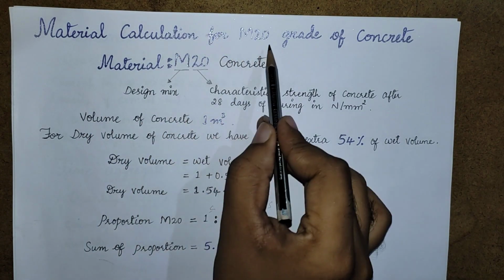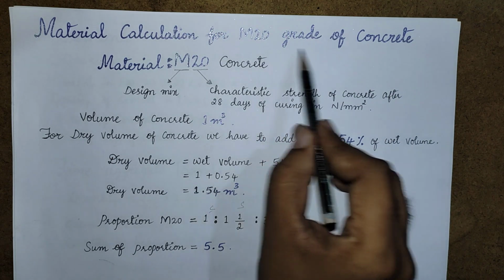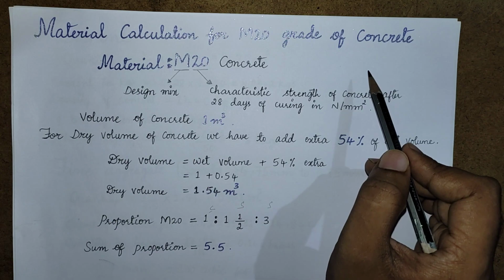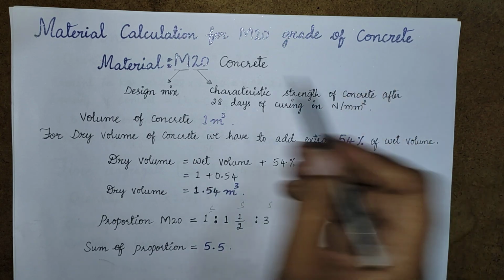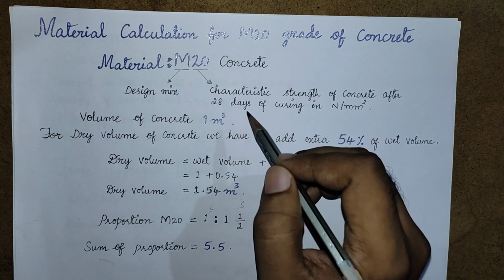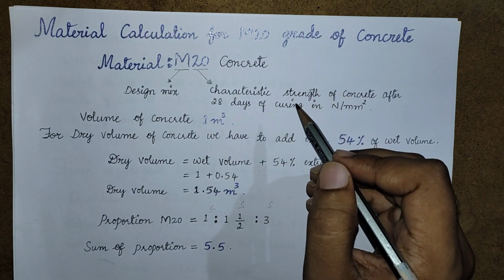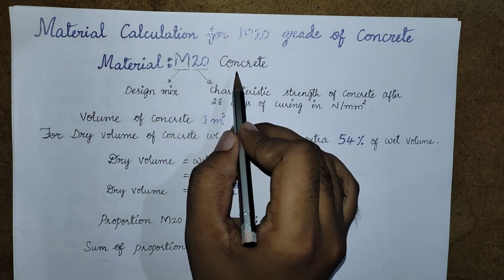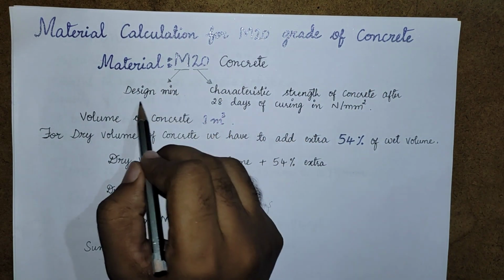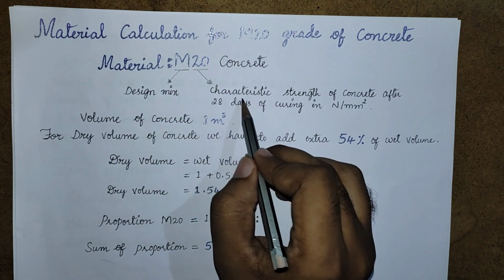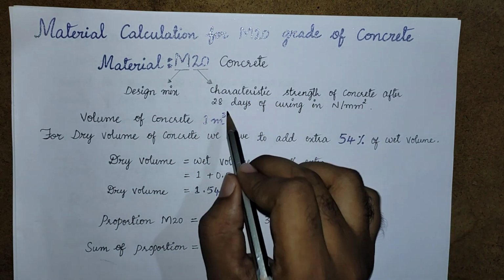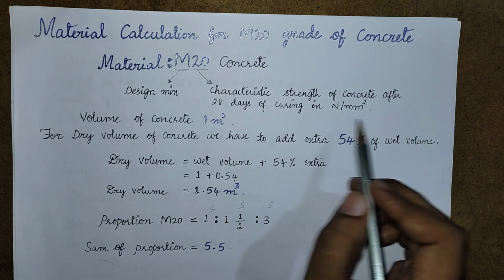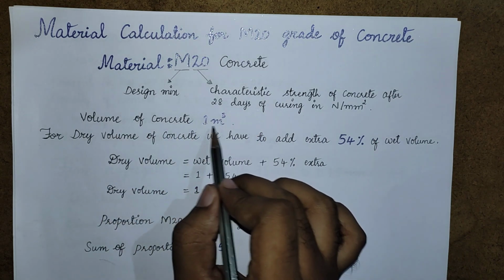Material calculation for M20 grade of concrete. Grade of concrete depends upon design criteria and structural element. It may change like M5, M7.5, M10, M15, M20, M25 and so on. In this video we have considered M20 grade of concrete. M stands for design mix, 20 stands for characteristic strength of concrete after 28 days of curing in Newton per mm square. In this video we have considered volume of concrete 1 cubic meter.